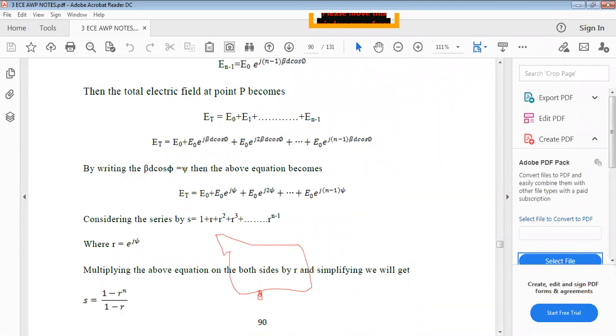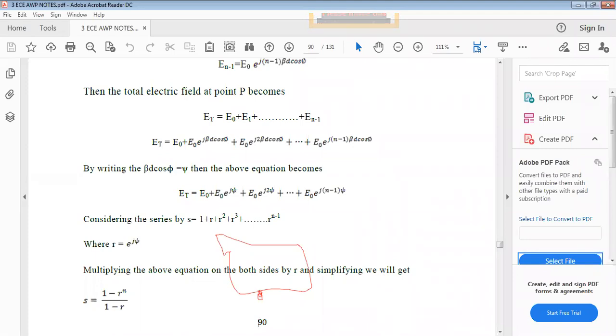all those field strengths. See here, the total electric field at point P becomes Et equal to E naught plus E1 plus E2 plus E3 and so on up to En minus 1. They represent different field strengths at different point sources. But if it is ideal, and here ideal is hypothetical always, for our analysis purpose we must consider all those point sources are excited with equal phase and they provide equal field strength. That's why the total field strength Et equals E naught into e power j0 psi.